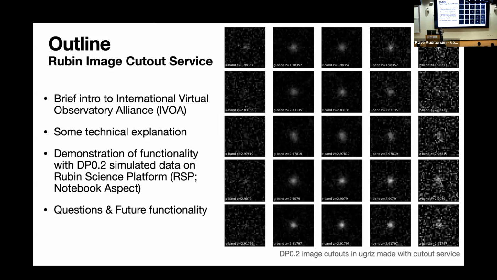Here I'm showing some real DP0.2 image cutouts that were made with the image cutout service from the simulated data that's in the Rubin Science Platform.